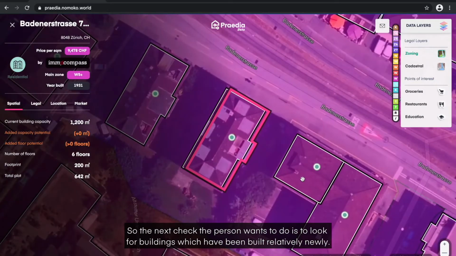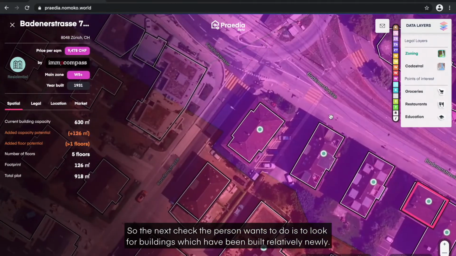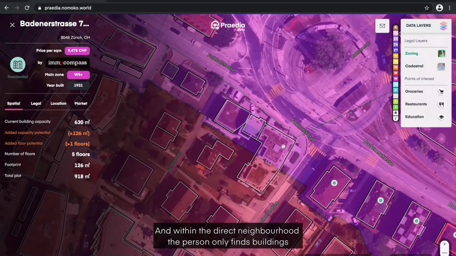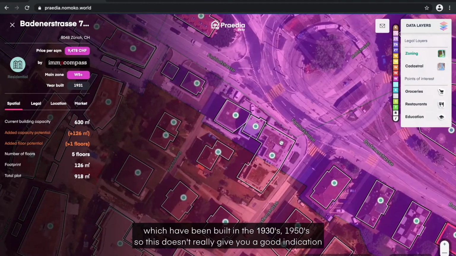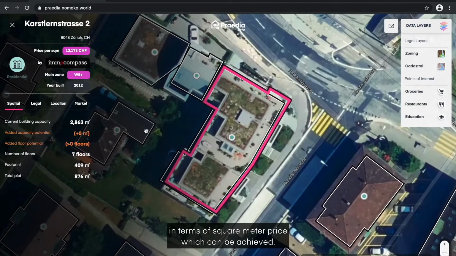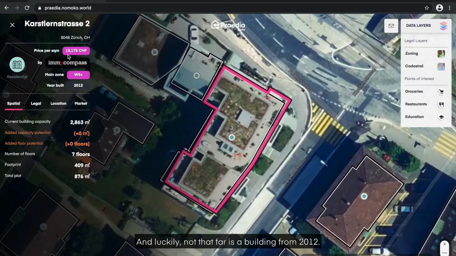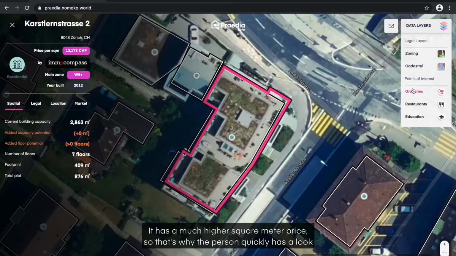So the next check the person wants to do is to look for buildings which have been built relatively newly. And within the direct neighborhood, the person only finds buildings which have been built in the 1930s, 1950s. So this doesn't really give you a good indication in terms of square meter price which can be achieved. So that's why the person really wants to find something from the past 10 years. And luckily, not that far is a building from 2012. It has a much higher square meter price.